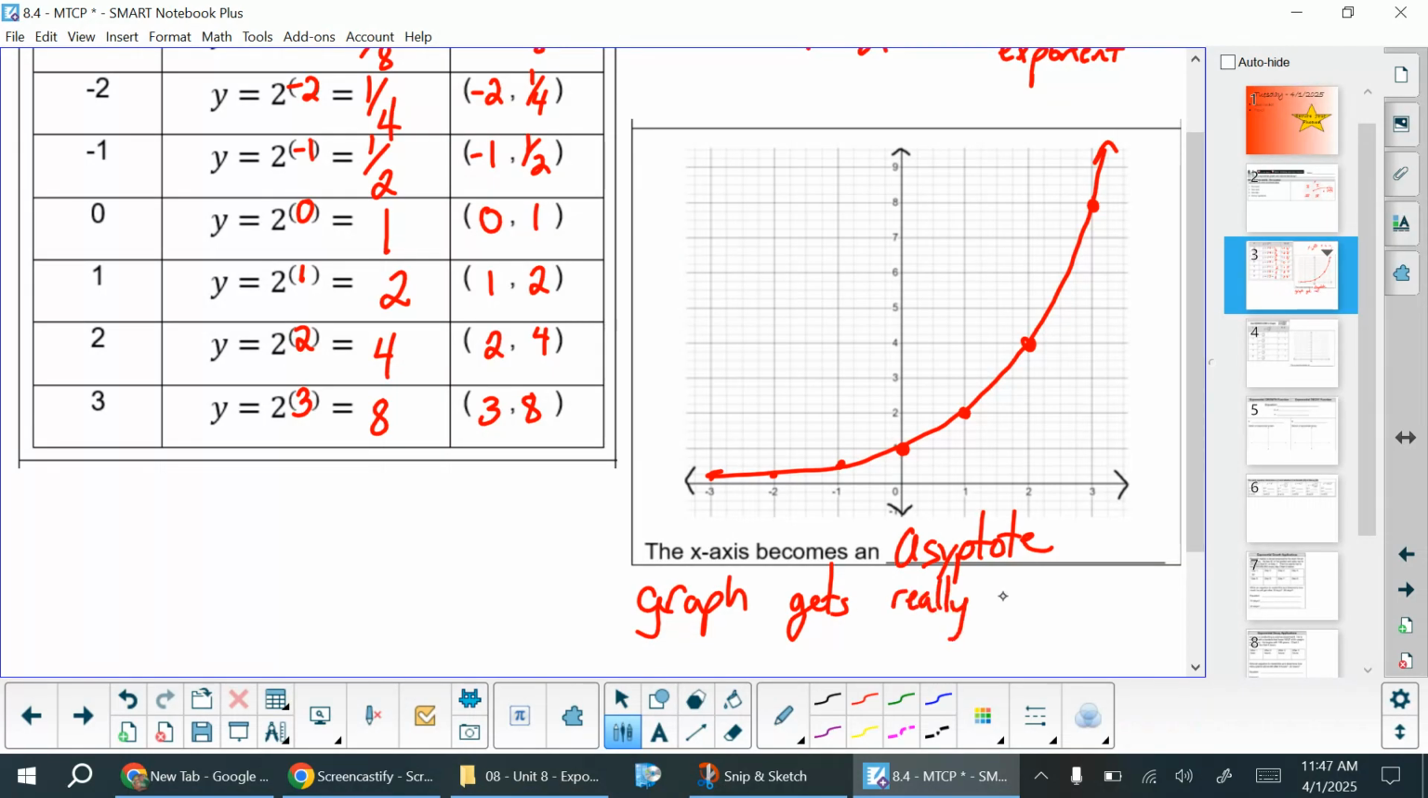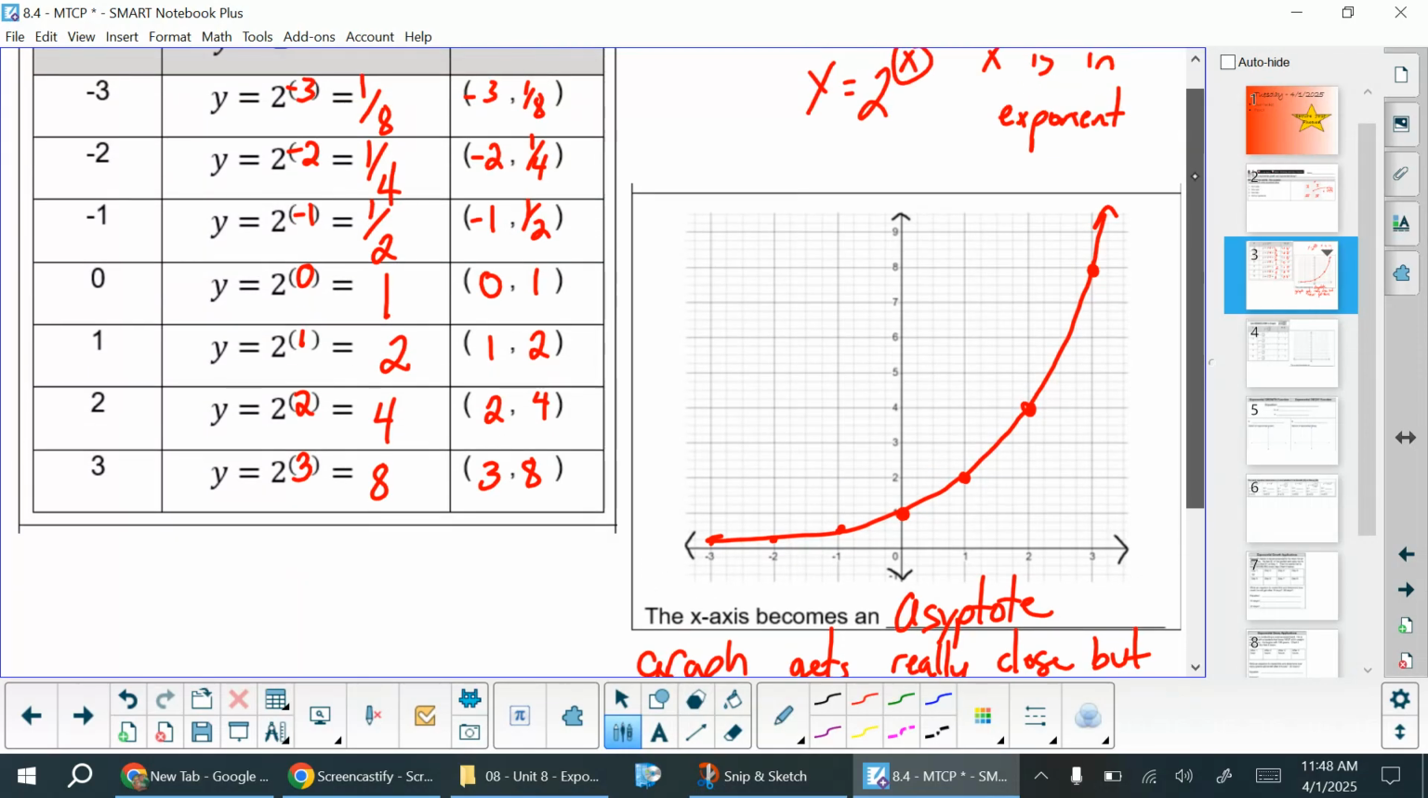Graph gets really close, but never touches, or never gets there. That's probably a better way to say it. It's going to get closer and closer and closer to that x-axis, but it is never actually going to get to the x-axis. That's something kind of interesting.